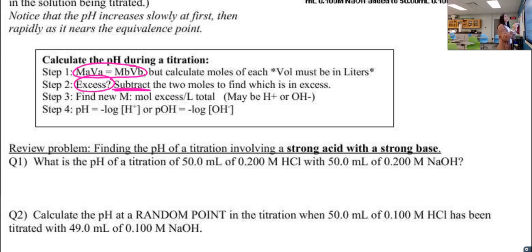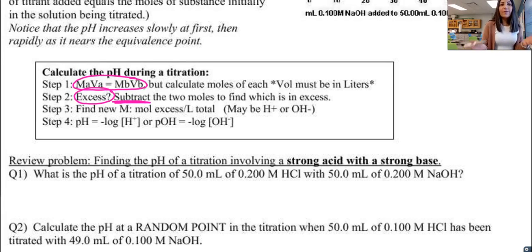Step 3 is to find our new molarity. Remember, you simply take your moles of the excess and divide by your new total liters. So you're going to have to add up your 2 volumes after you've mixed them. The last step is, once you know whether it was the H plus or the OH minus that was in excess, you simply negative log it. If it's your H plus, that gives you your pH, or you negative log your OH minus.